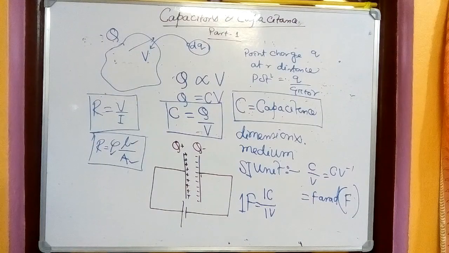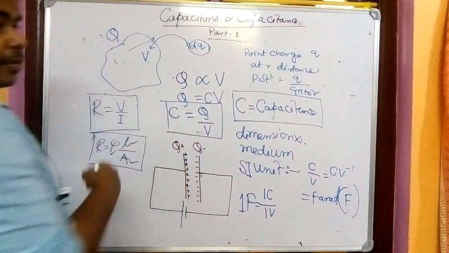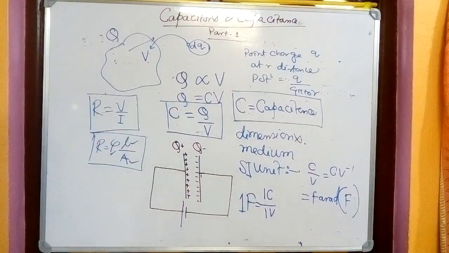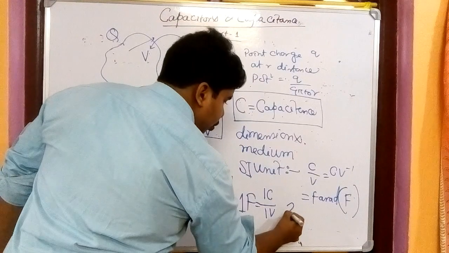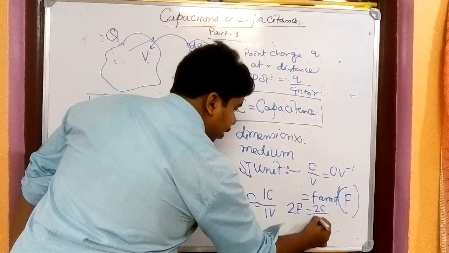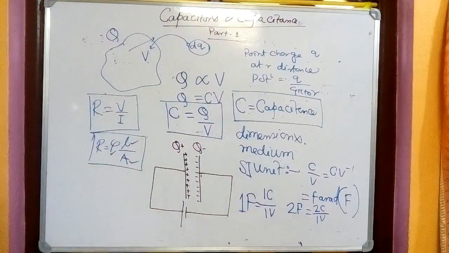An interesting thing is, as the potential increases, it will not allow any more charge to come. To take more charge, you have to do more work. If I take 2 farad, we can write it as 2 coulomb by 1 volt. So by getting 2 coulomb charge, the potential is increased by 1 volt, whereas previously 1 coulomb increased it by 1 volt.